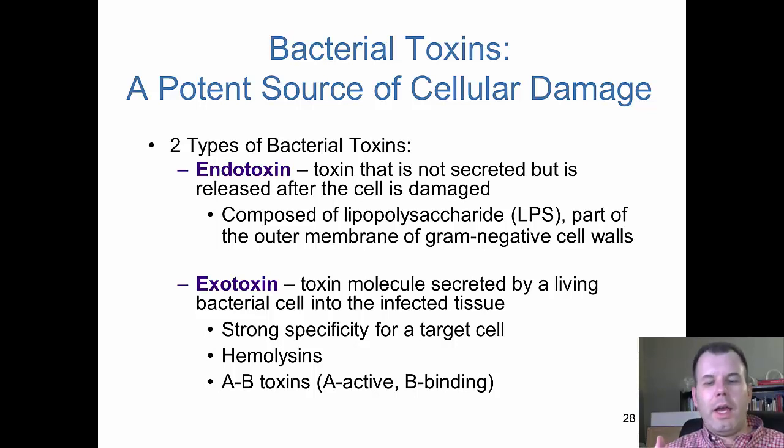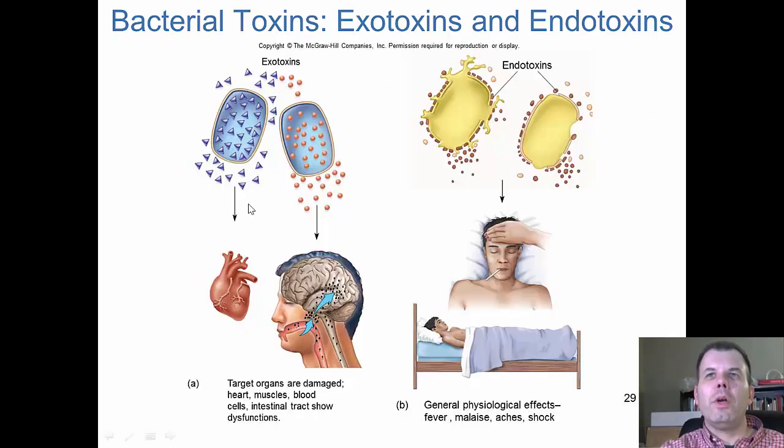Okay, so you have endotoxins, which stay with the bacteria, and exotoxins that leave the bacteria and go away. All right, and this gives you an example. Here are the exotoxins. These exotoxins are released from the bacteria, and again, they can affect the heart, they can affect the brain and cause problems in the brain, lots of different things. Endotoxins stay with the bacteria. Again, those things can cause an immune response, give you general physiological effects, including fever, malaise, aches, and shock, and again, can cause serious problems as well.